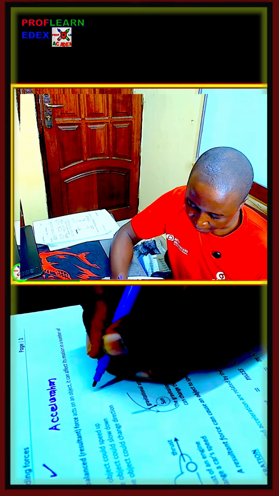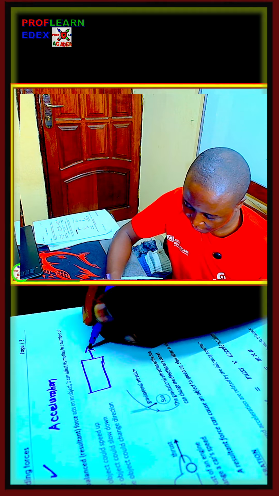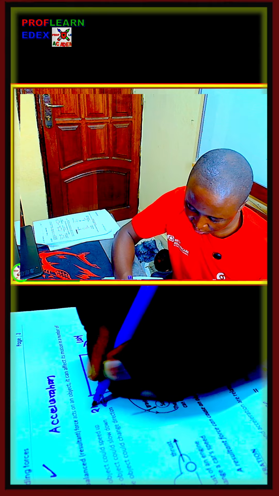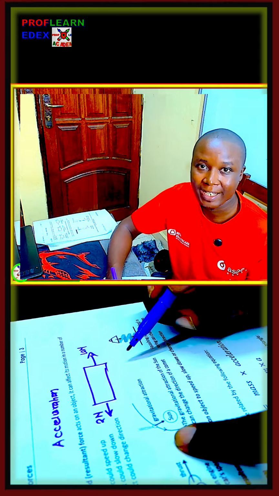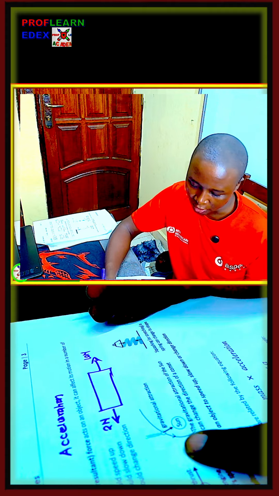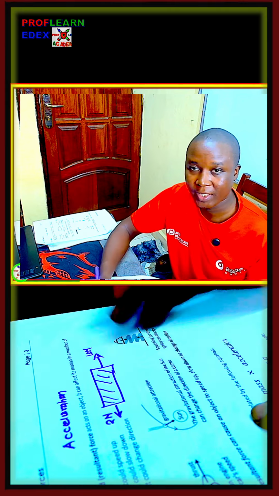Which means that if you have an object like this, there is a force acting in that direction of 10 newtons and a force which acts in the other direction of 2 newtons. These two forces are unbalanced. The reason why they are unbalanced is that one force is greater than the other, which means that this object is going to move in a particular direction.